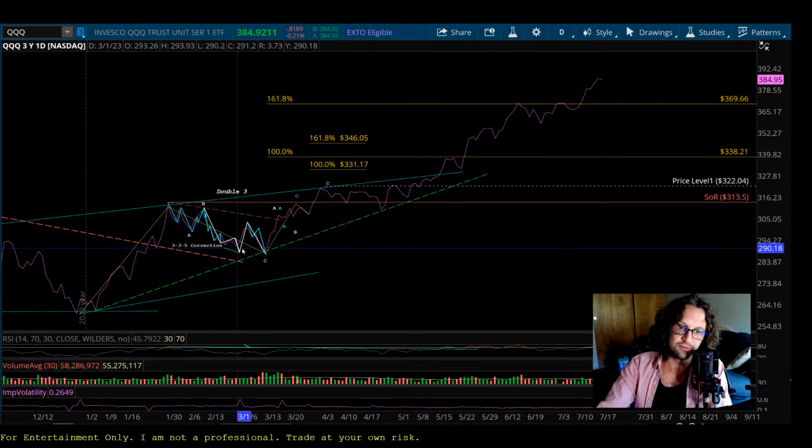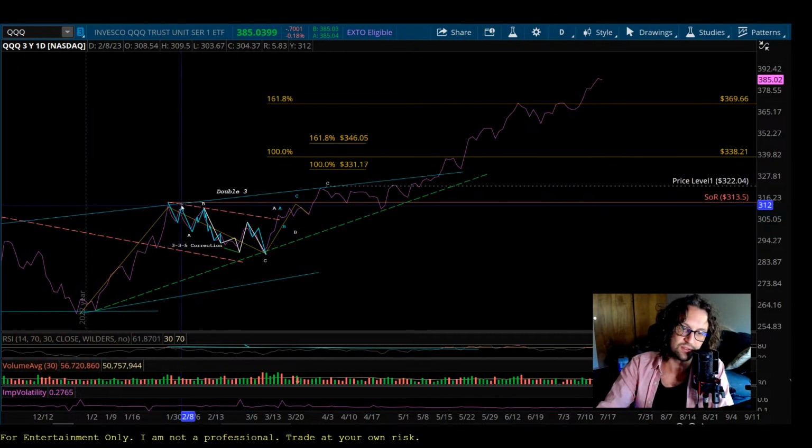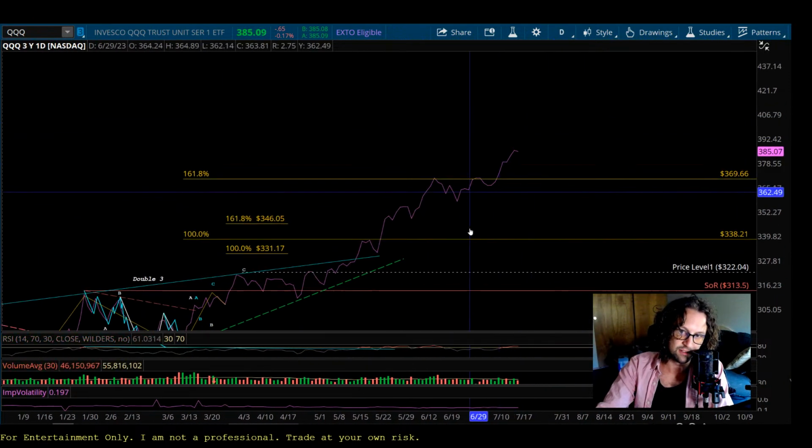5, this could be 3 through here, but it looks like very 1, 2, 1, 2, 3, 4, 5, 4, 5. That looks like 5. If this is corrective for 3, 5, 3, can I get a 5 waveform through here is the question. That'd be proving a leading diagonal triangle in wave A, and then of course the big rally would follow.